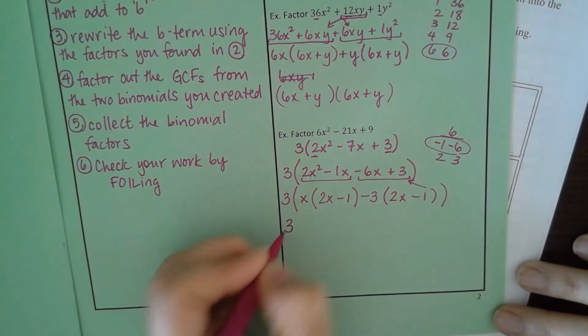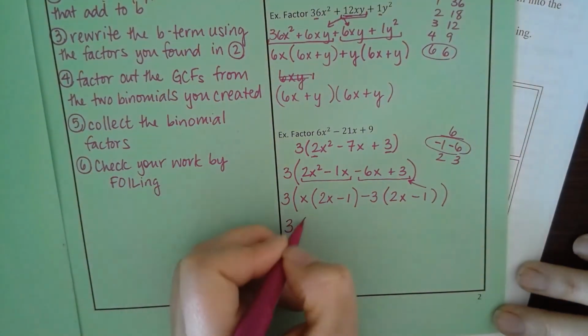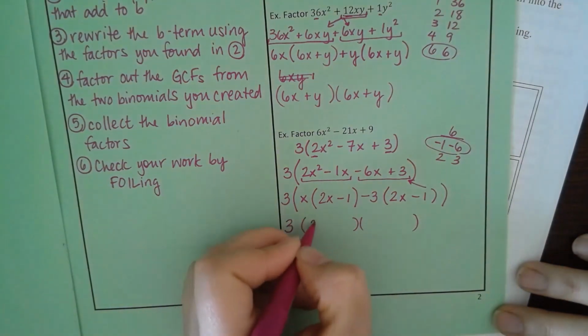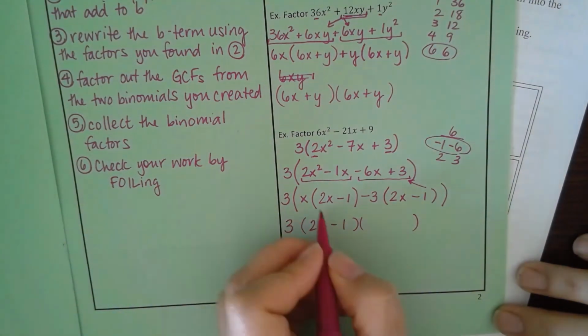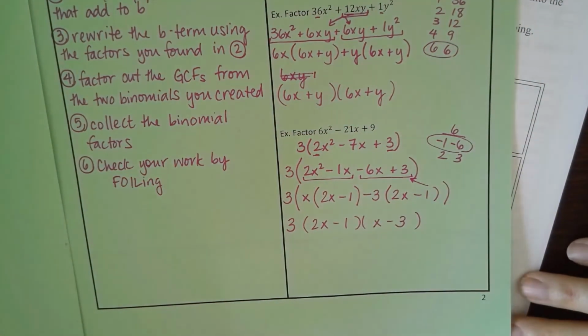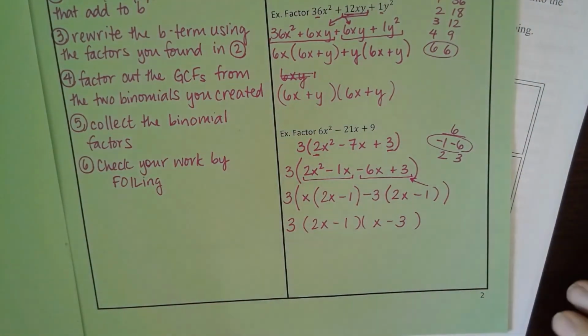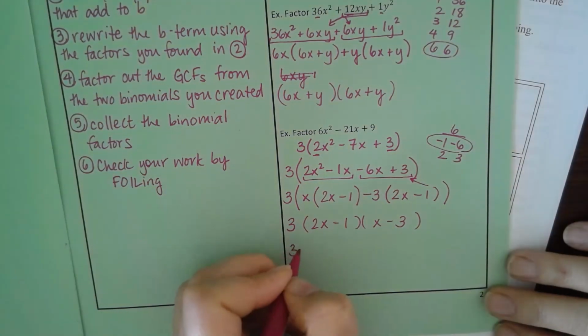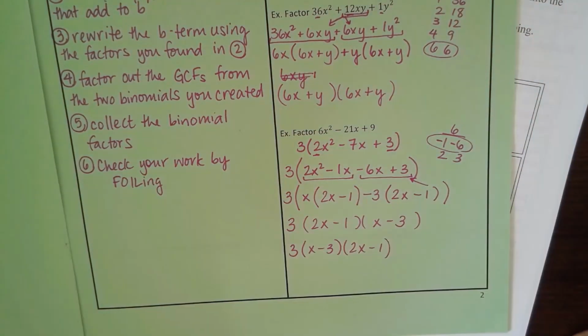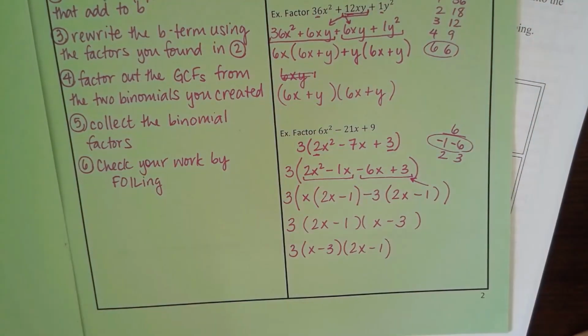Okay, so the 3 still goes in front, and we collect what's inside our brackets, 2x minus 1, and what's outside our brackets, x minus 3. And again, the order of those doesn't matter. Sometimes I don't even have a way that I do it all the time. So if you would have just gone 3 and then x minus 3, exactly the same answer. So the order of these factors doesn't matter.